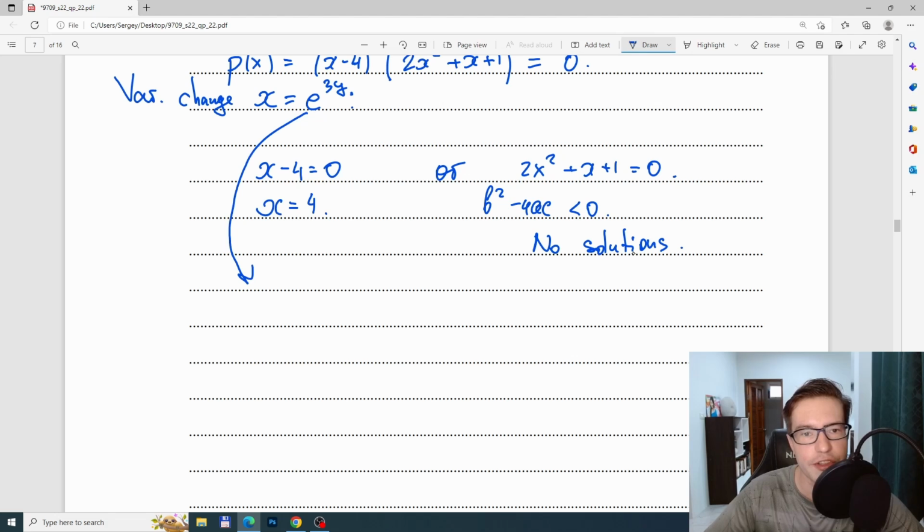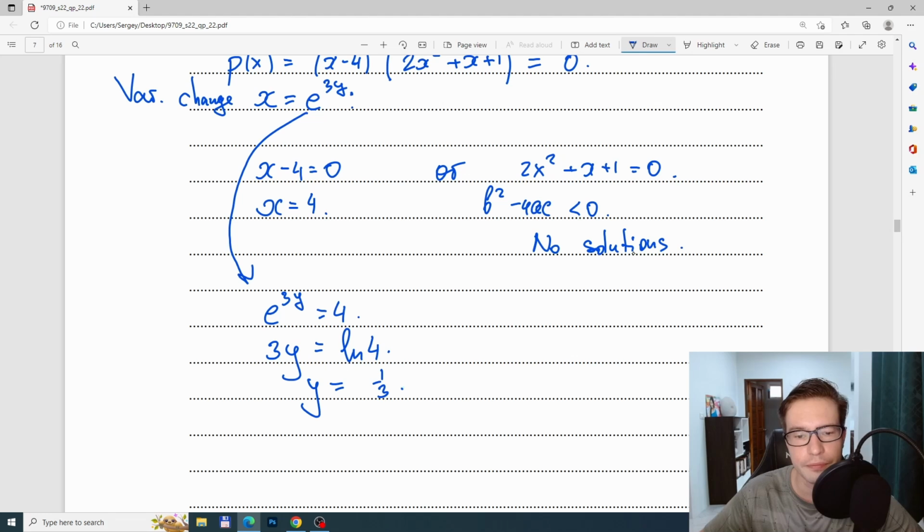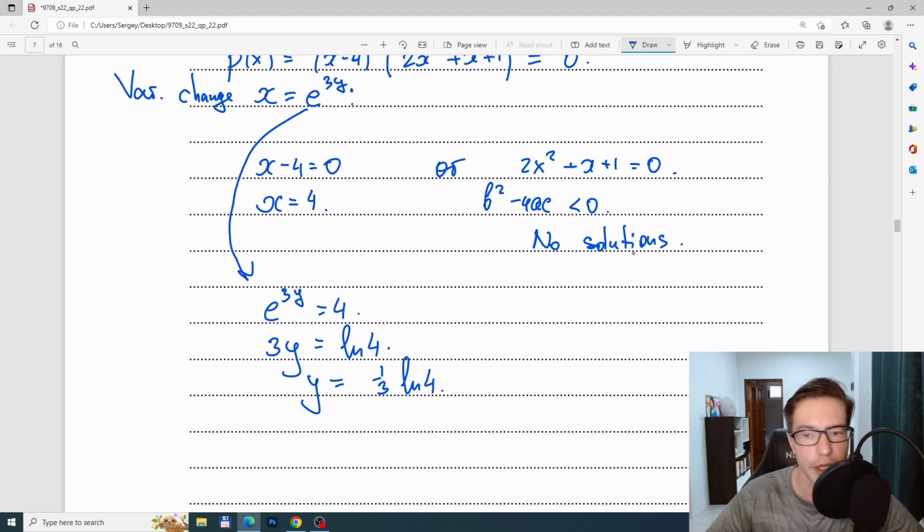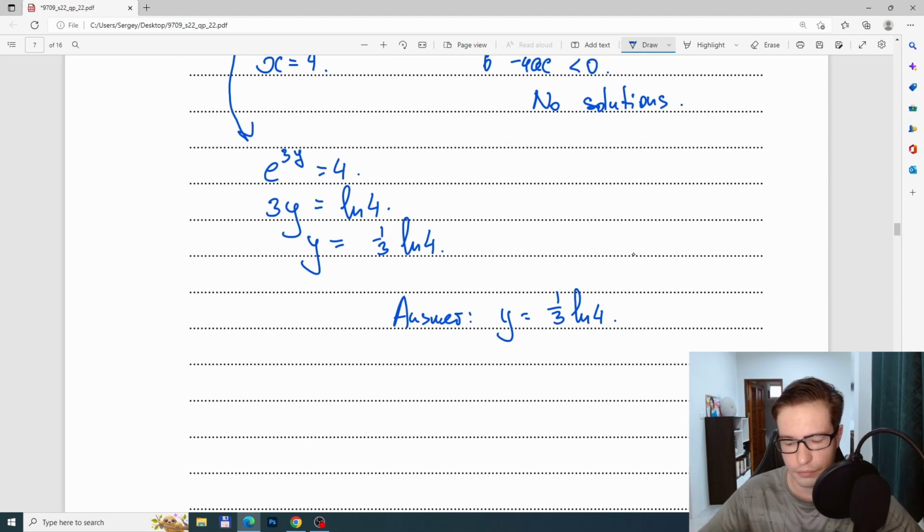And since x equals e to the power of 3y, then 3y equals natural log 4. And our solution is going to be a third natural log 4. And that's the only solution.